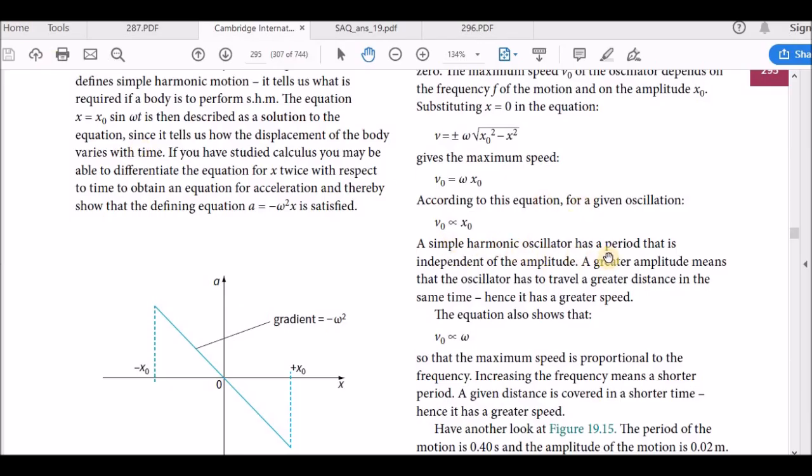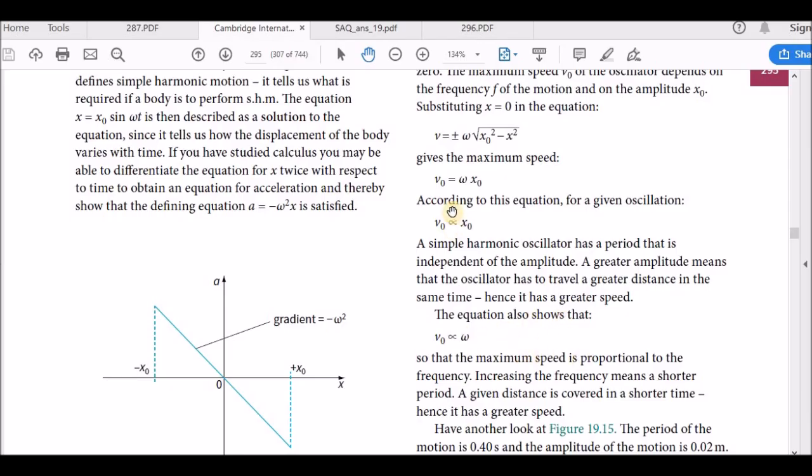A simple harmonic oscillator has a period that is independent of the amplitude. The period is independent of the amplitude for an oscillating mass. You know that already. If you have a pendulum, if you swing it from a greater displacement or a smaller displacement, the period of oscillation is the same. A greater amplitude means that the oscillator has to travel a greater distance in the same time, hence it has a greater speed. Now since the period is the same, because it has to have the same period even if it is displaced from a greater distance, the oscillating mass has to have a greater speed. That is shown by this: greater the amplitude, greater the speed.